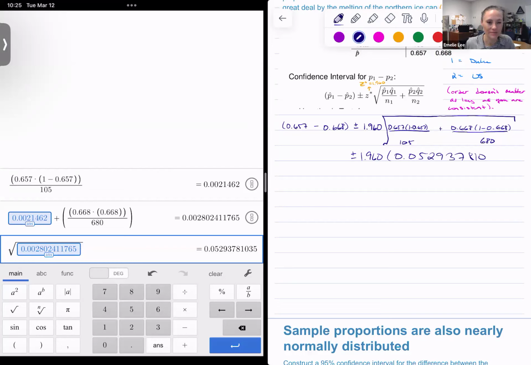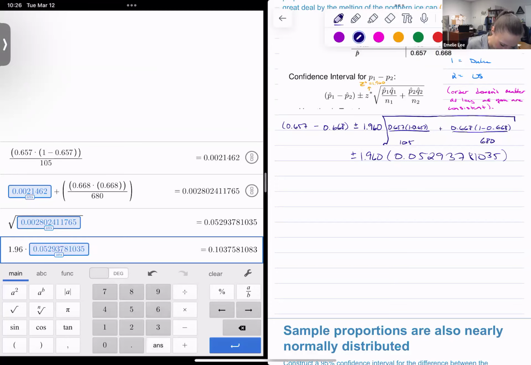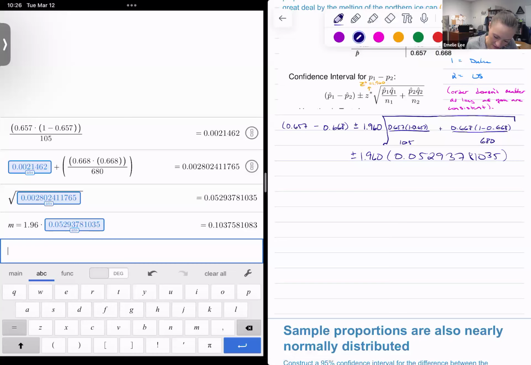I want to make it stop lagging. Okay. I want to multiply that by 1.96 times the answer. And here, maybe I'll say m is equal to this thing. And so now, m, the margin of error, I'll jot that down, is 0.10375811083. Okay. Notice how I've left the point estimate hanging, okay?